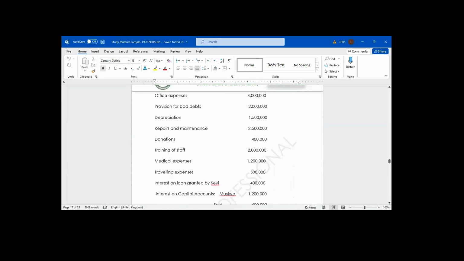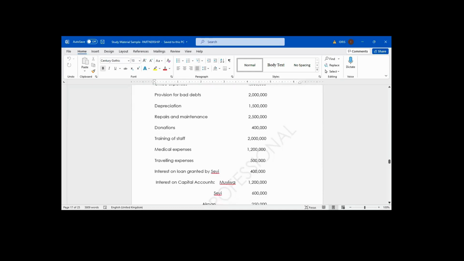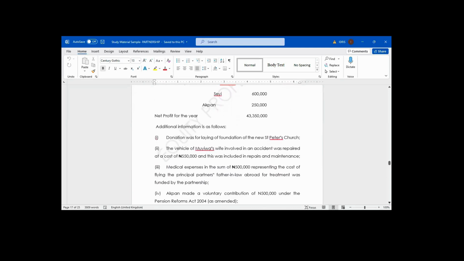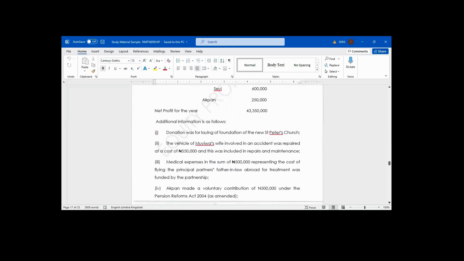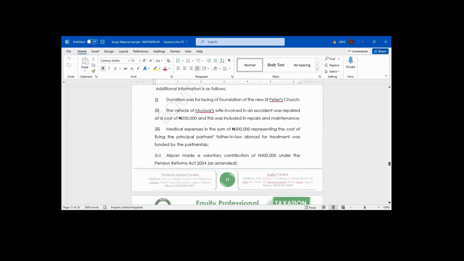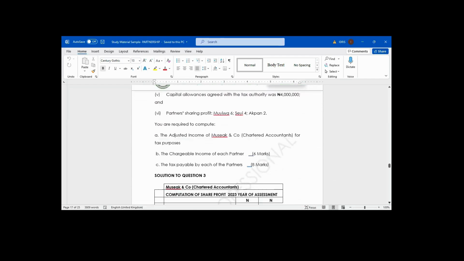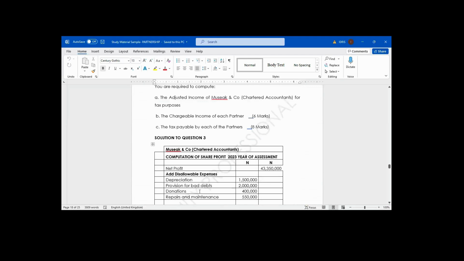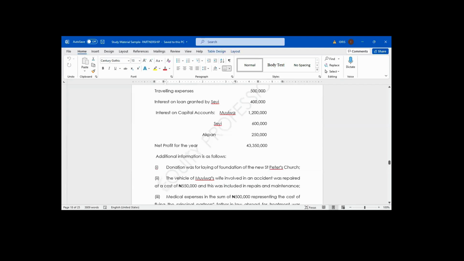Provision is general or specific. Which one is disallowed? General is disallowed. Why do we disallow it? If it's not specific, it's disallowed. If it's not stated either specific or general, what do we assume? We assume it's general, and we need to disallow it. So provision for bad debt is disallowed. We have taken that. Do we understand?